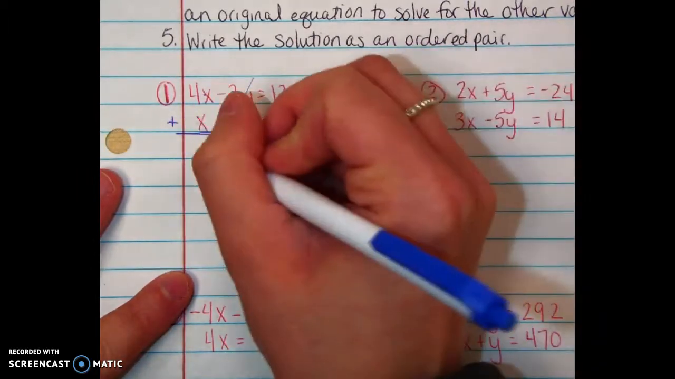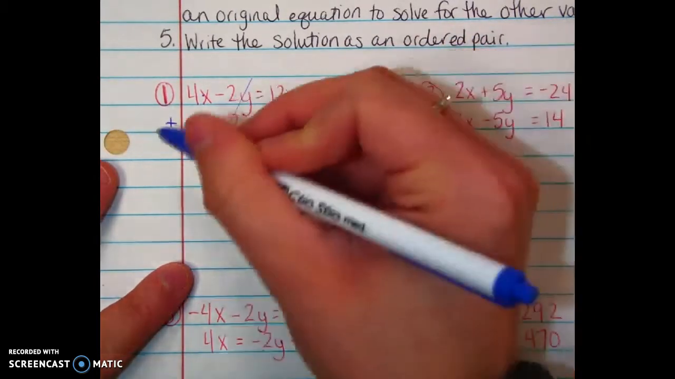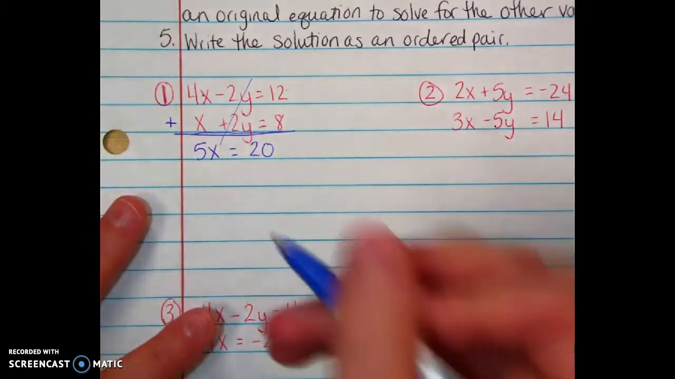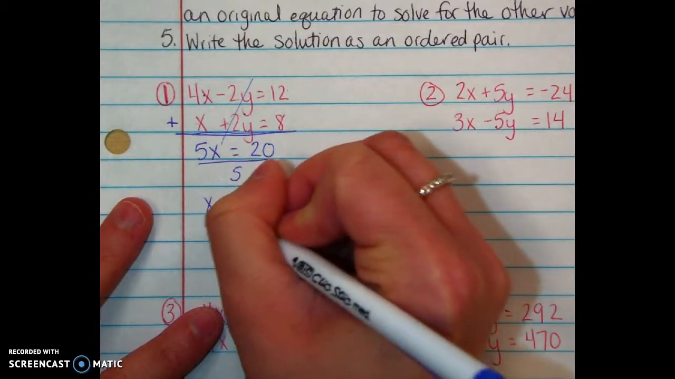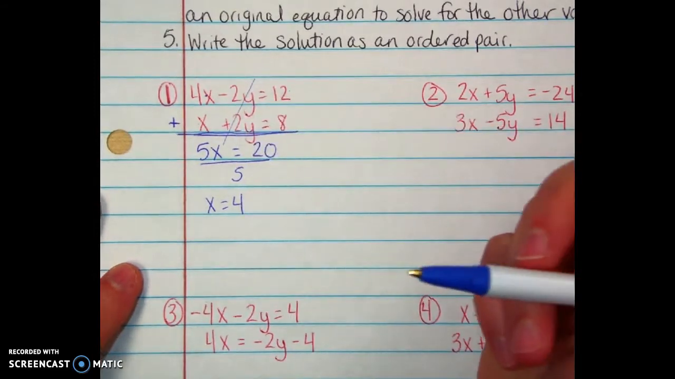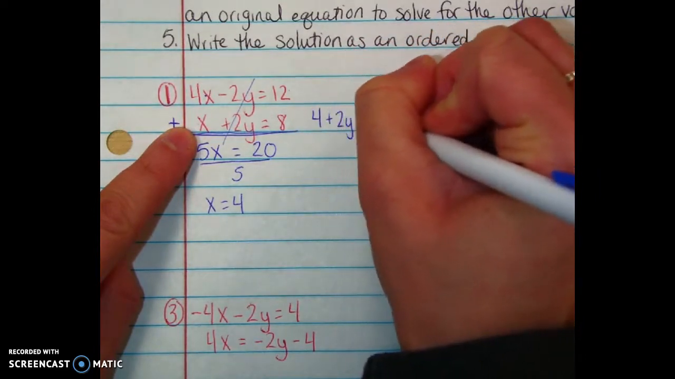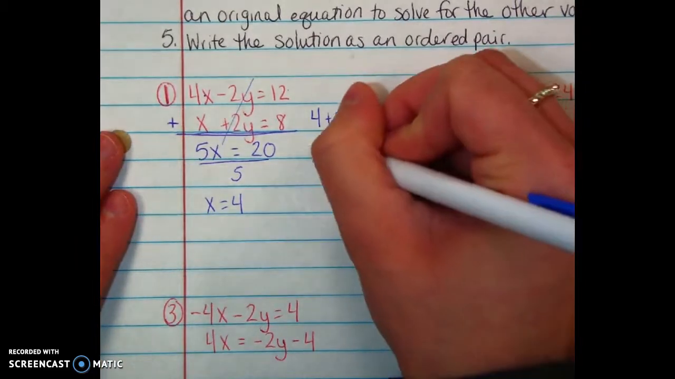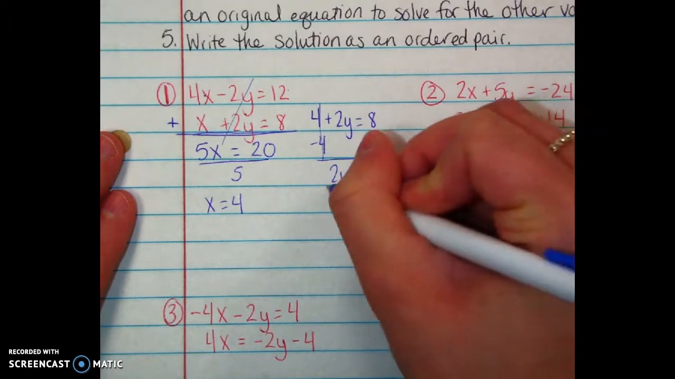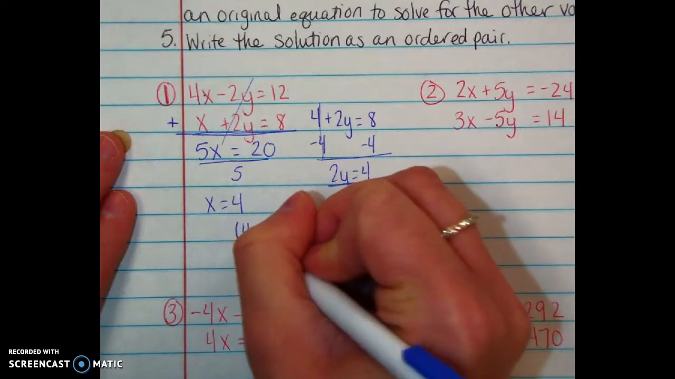4x plus x is 5x. These cancel out, so that's 0. Those are gone. 12 plus 8 is 20. And then that's a one-step equation that you can go ahead and solve. Divide by 5. X equals 4. Now I take this 4 and I substitute it back into either equation. I'm going to substitute it into this one. So 4 plus 2y equals 8. This is a two-step equation. You should be able to do that. So 2y equals 4. Divide by 2, y equals 2. So my answer is 4, 2.